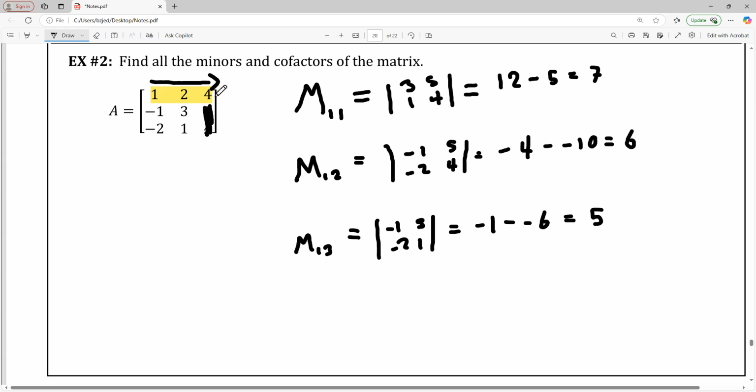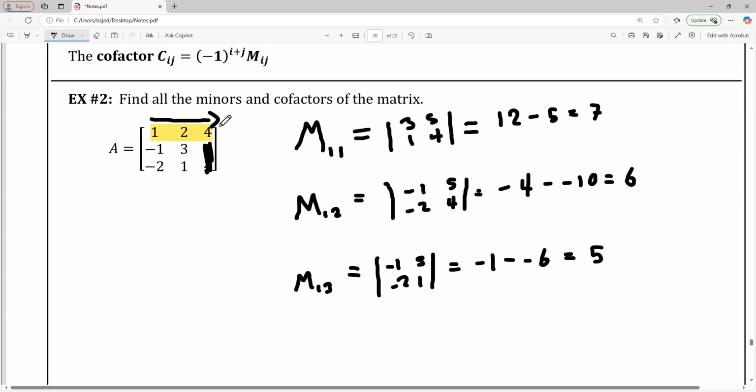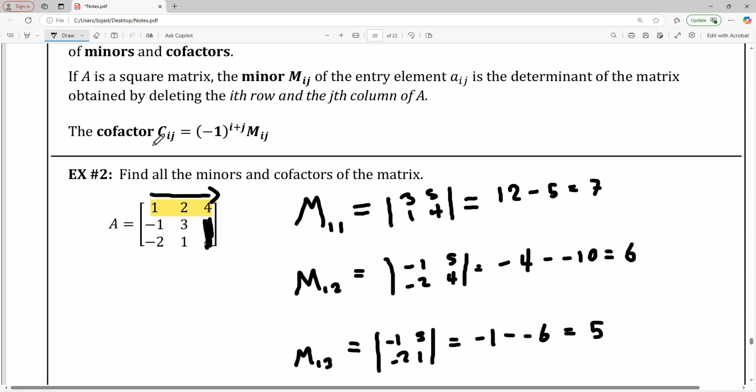The numbers that you get might be slightly different if you go along a different row or a different column. But we also have something that I kind of skipped over. We have an idea of something called the cofactor. Okay, I know that's a scary looking equation right here. This equation right here looks scary. It is not as bad as it looks.